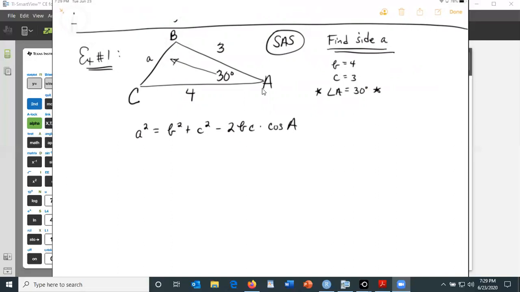So finding side A, that means this little a here is A. We don't know it. And then B squared would be 4 squared, C squared would be 3 squared, minus 2 times 4 times 3 times the cosine of 30 degrees. Okay, so now all the work for the most part is the right side of the equation, because everything on the right side is numbers. So we get 16 plus 9 minus 24 times the cosine of 30.